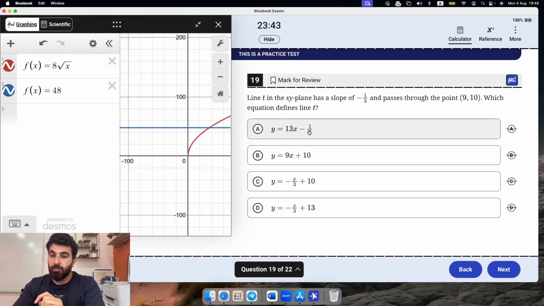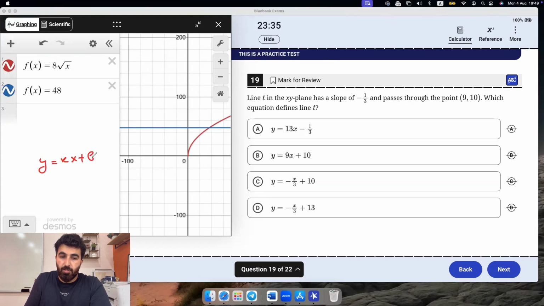Line t in the xy plane has a slope of -1/3. Oh, well, guys, you know the equation of a line is y equals kx plus b, and k here is just the slope. So let's see the equations. They are all given in standard form. I'm looking for which one has a slope of -1/3. So the coefficient of x is -1/3, right? Not this one, not this one. Well, they both are 1/3. And the question is what? When x is 9, y is equal to 10.